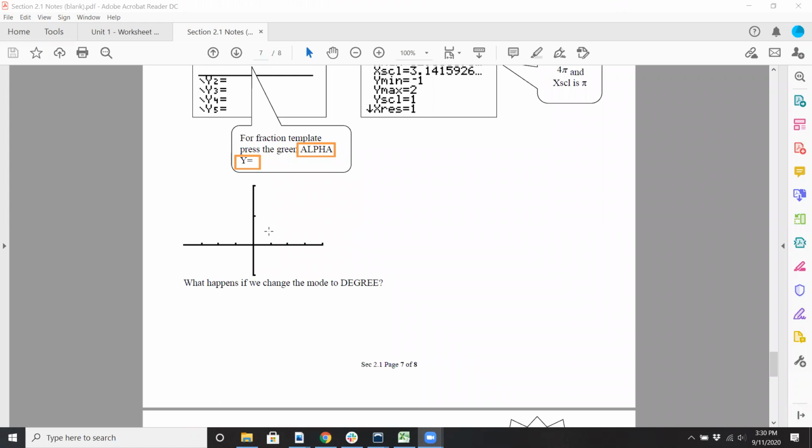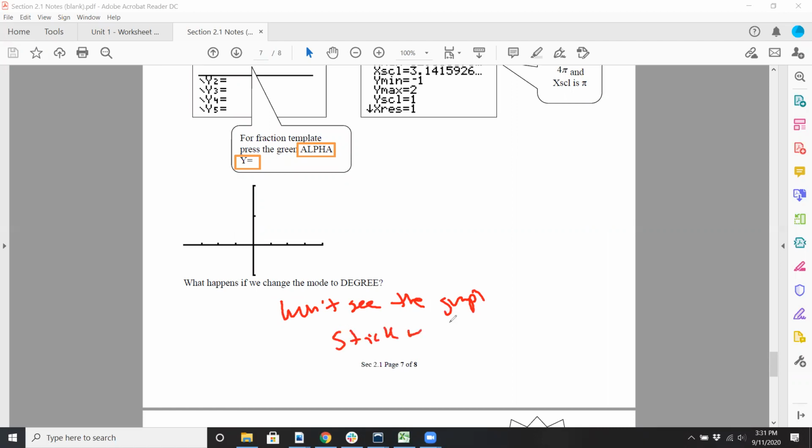Well, if I do go to mode and do degree, and if you try graphing it, I don't believe you're going to see anything in the graph. And that's because the scale doesn't work for us anymore. You won't see the graph at all. You could try resetting the window, but again, you're not going to really see much. And so, very important that we stick with radian mode.